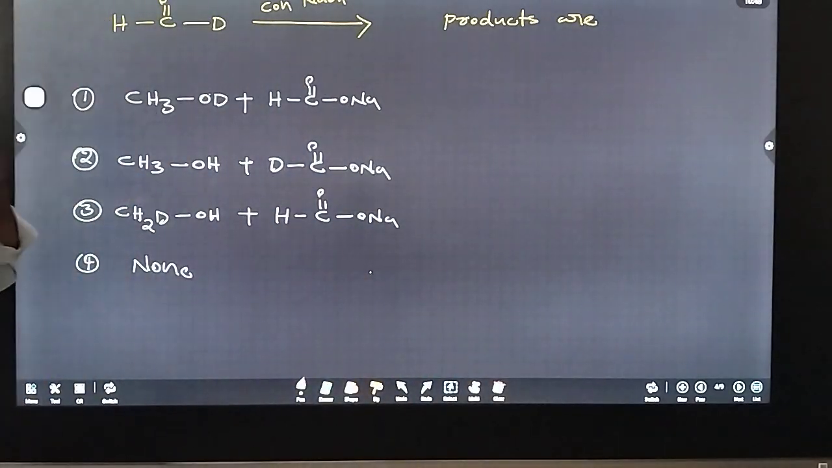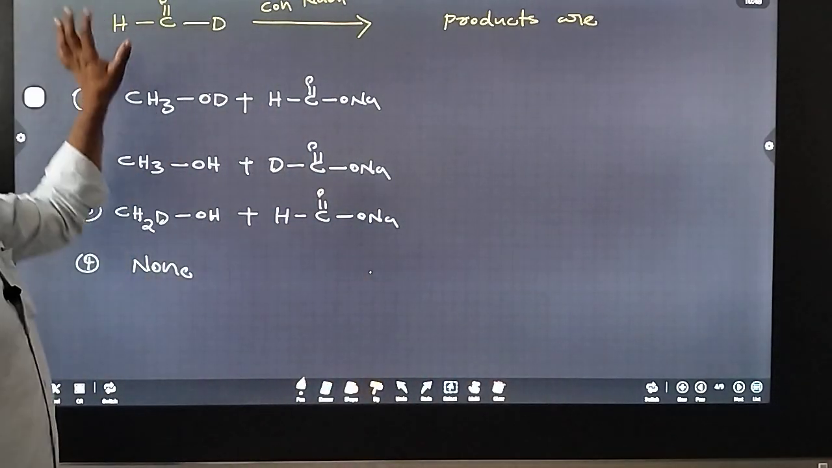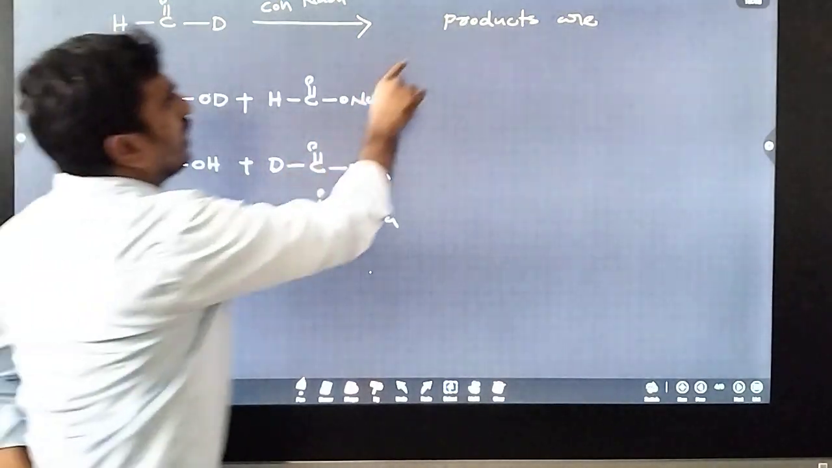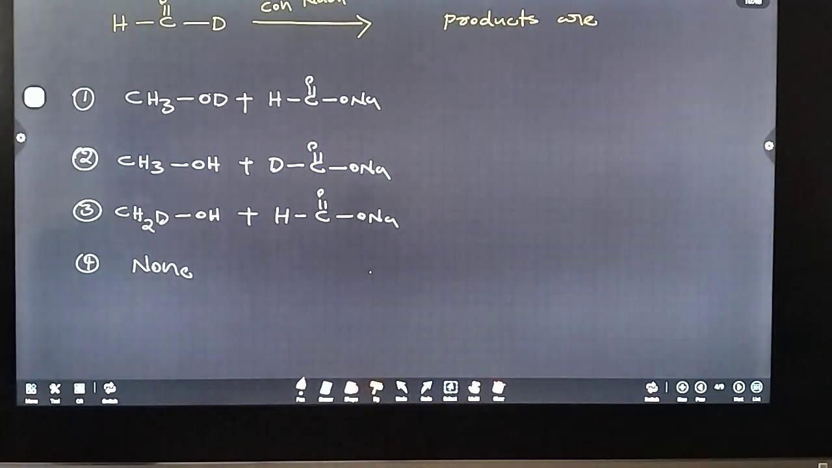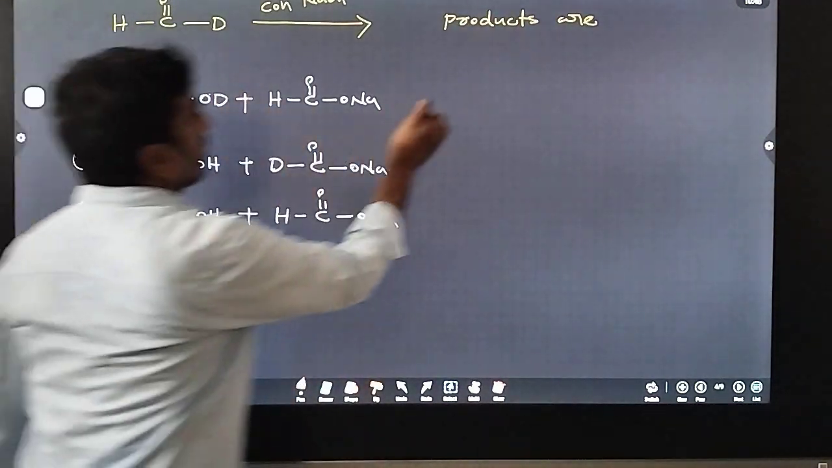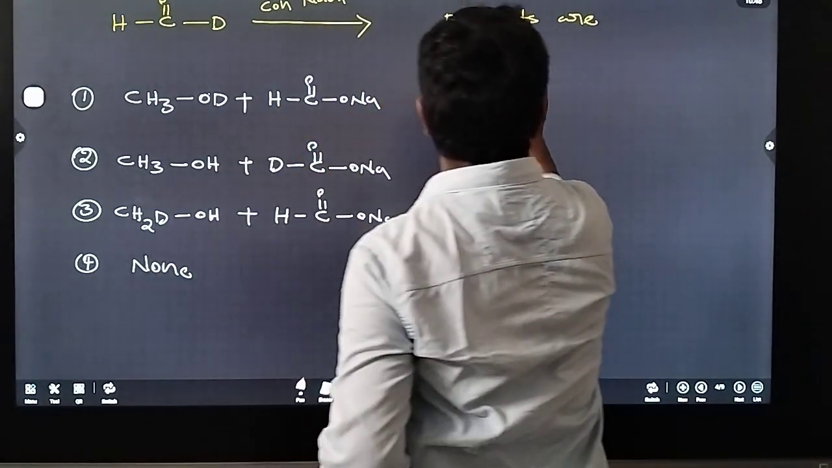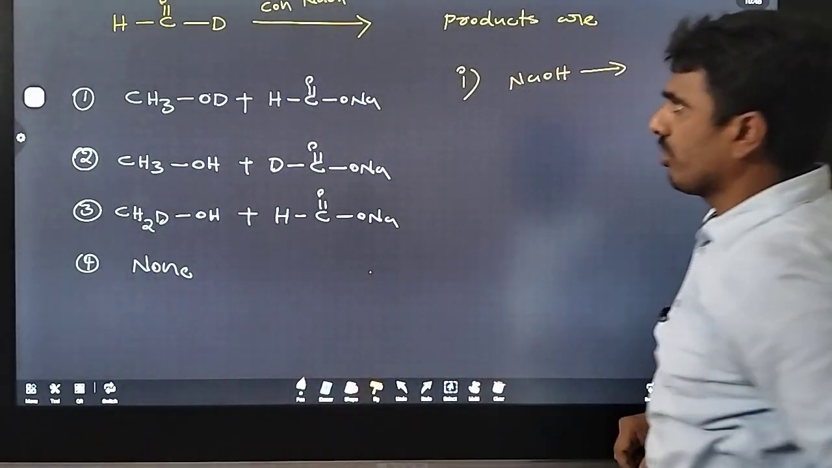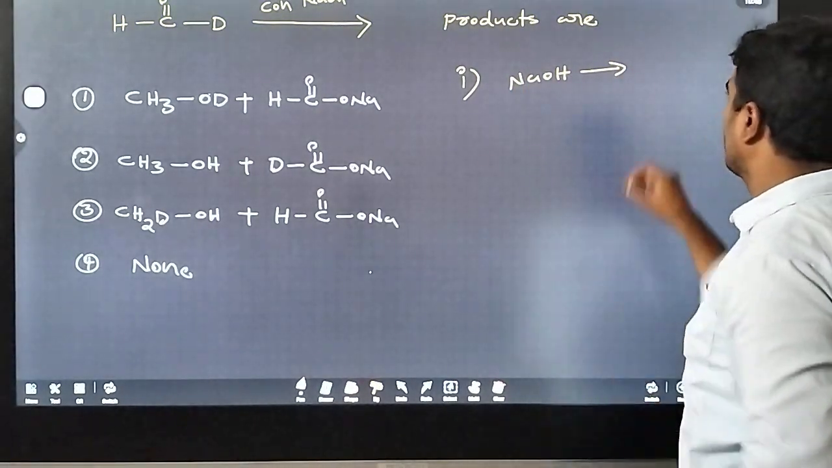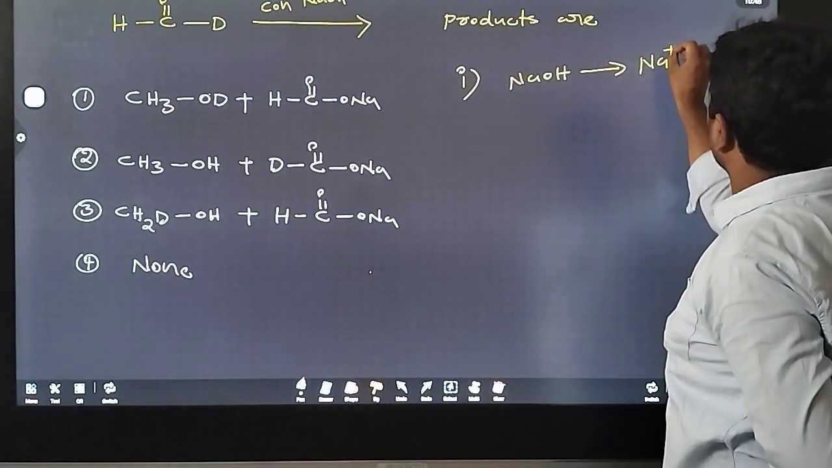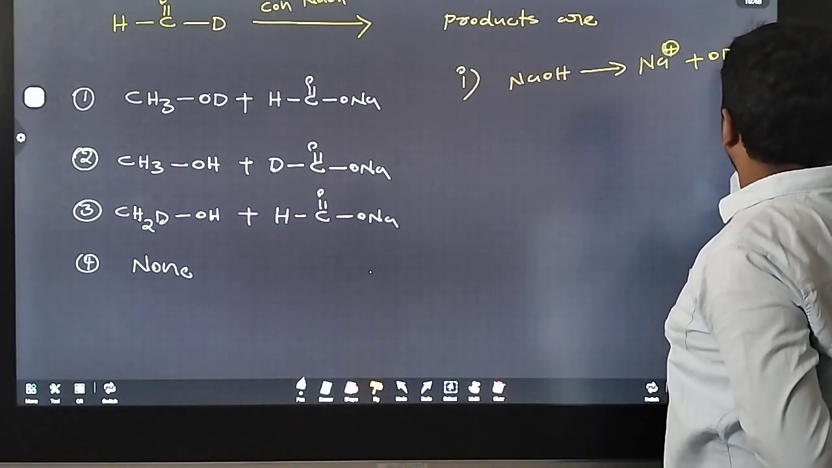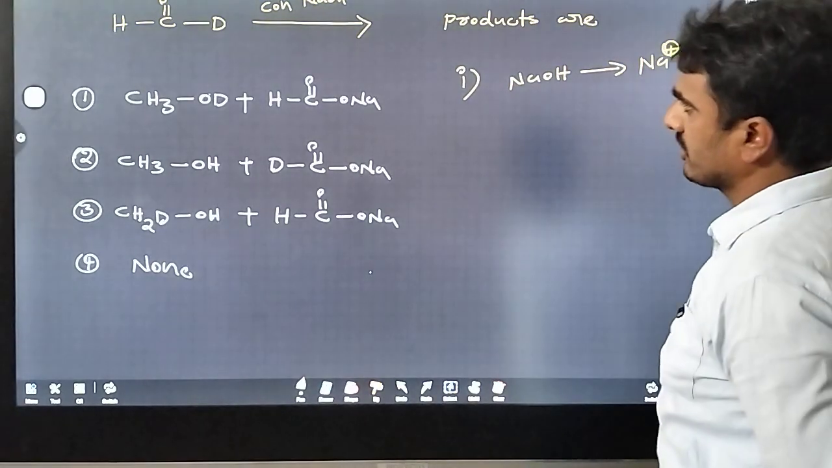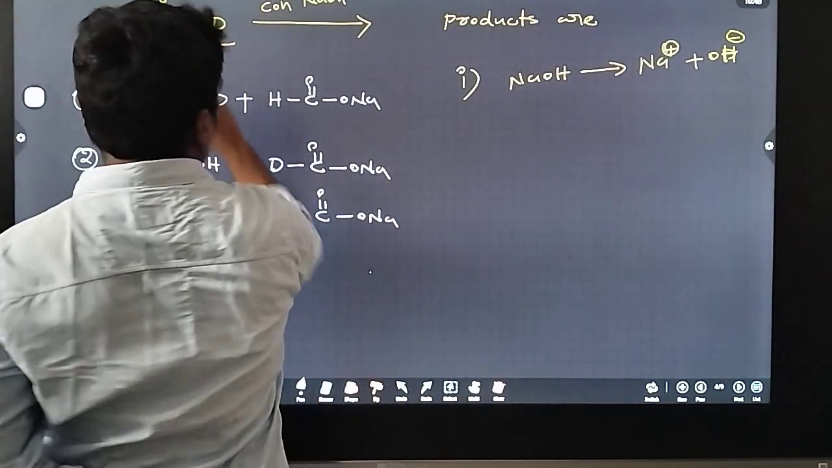Then the second one. This is formaldehyde, and here concentrated NaOH is there. The products are what? First I can write NaOH. This is a strong electrolyte, so it is completely dissociated into its respective ions, OH minus and Na plus. So I can take the first mole of this compound.